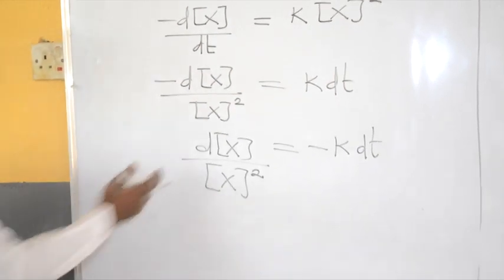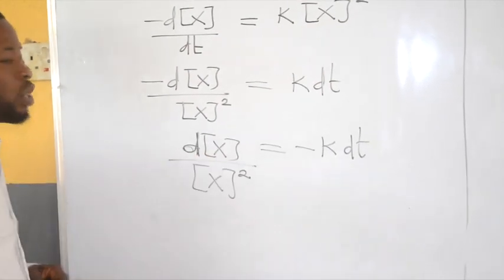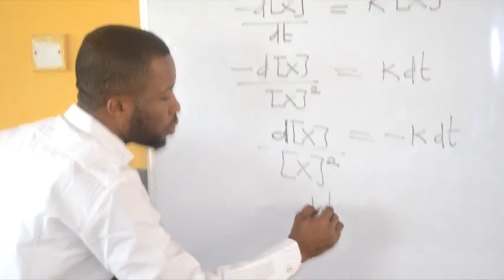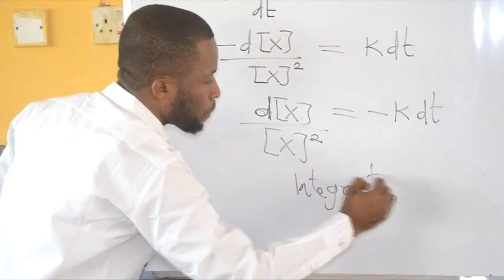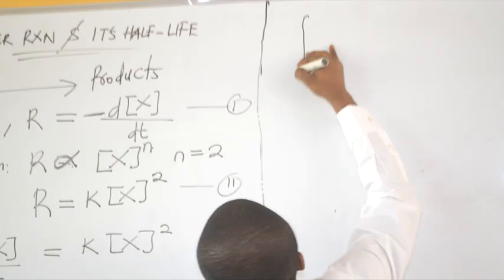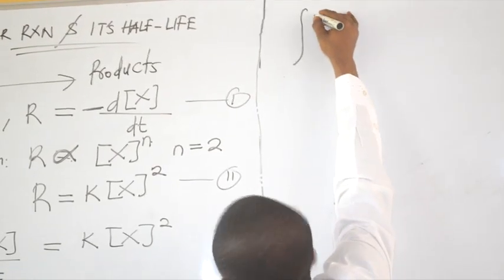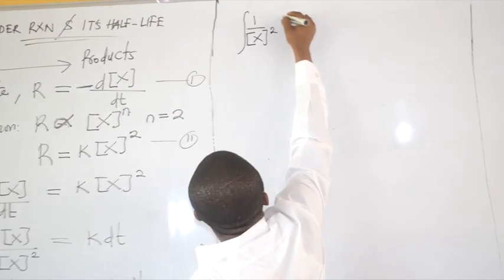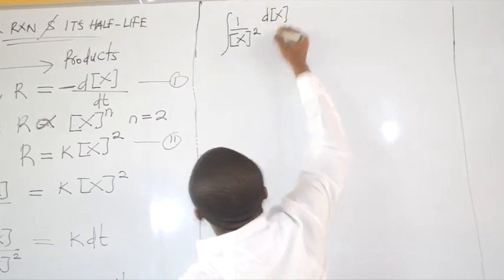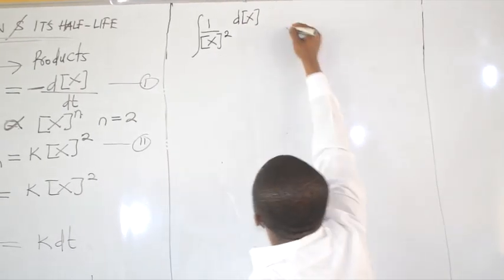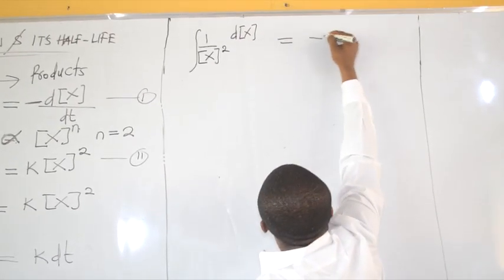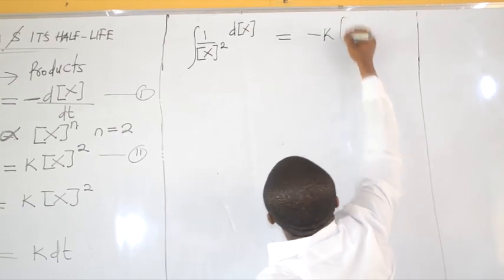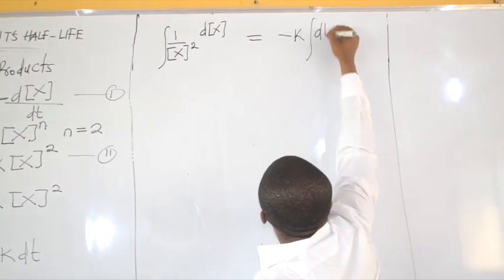And when you have a derivative equation like this, to bring it to normal, you integrate. Integrating both sides, we have the integral of 1 over X squared dx. Of course, they are the same. Is equal to, we don't integrate negative sign and a constant, so they are brought outside. Then we'll have the integral of dt.